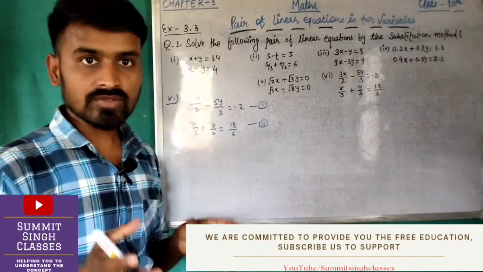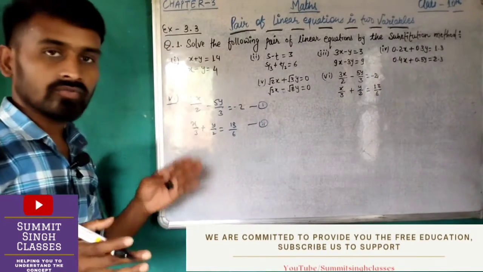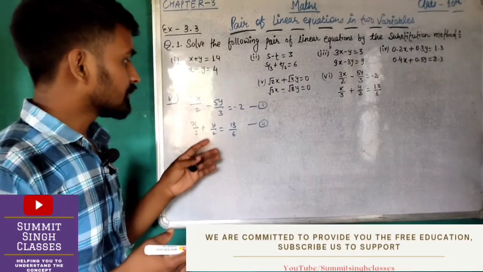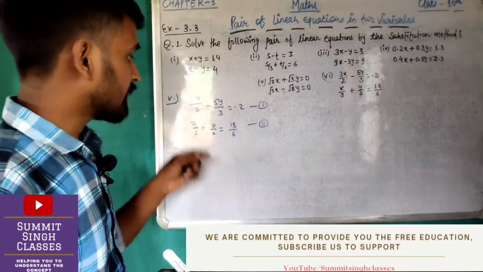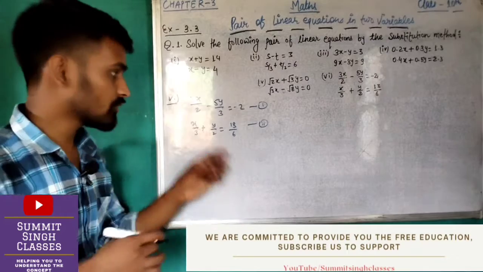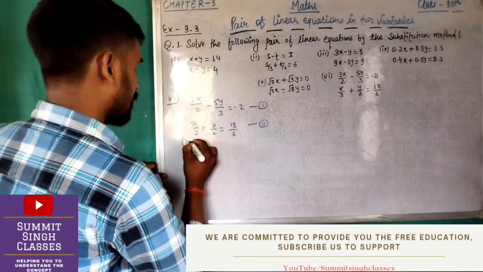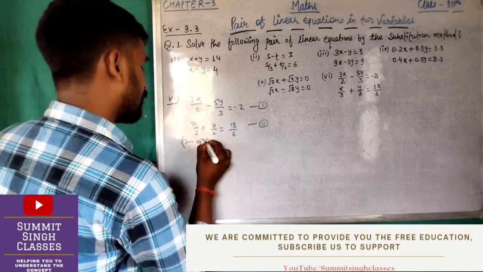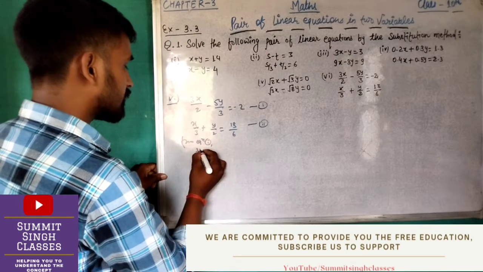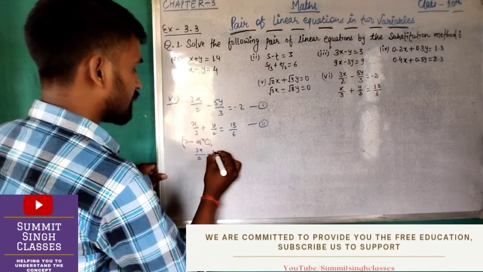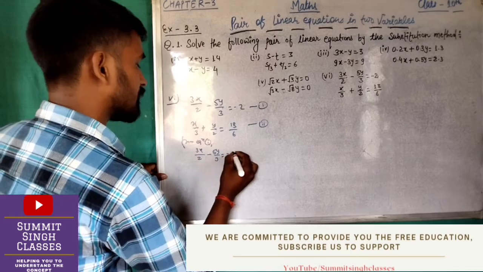So from equation 1 we can find the value of either x or y, and then we have to put it in the second equation. From equation first you can write 3x by 2 minus 5y by 3 is equal to minus 2.